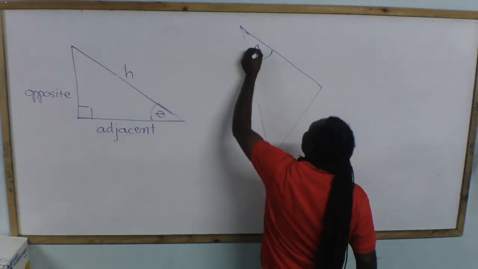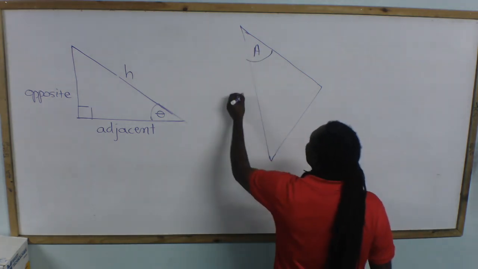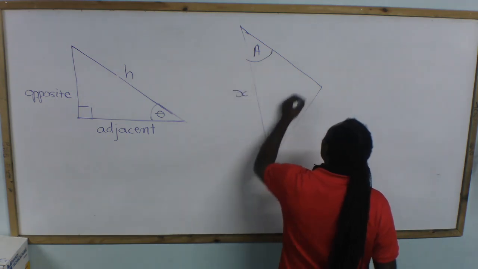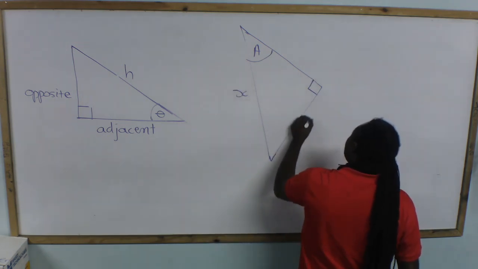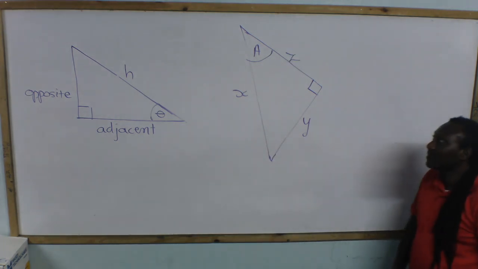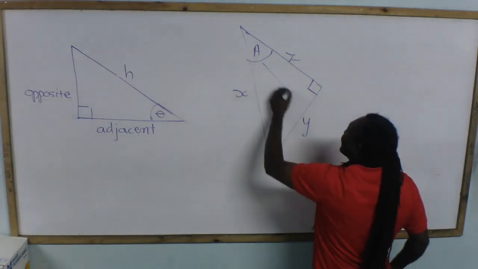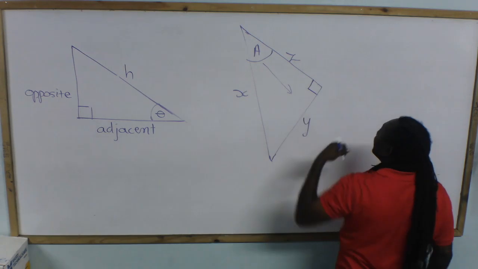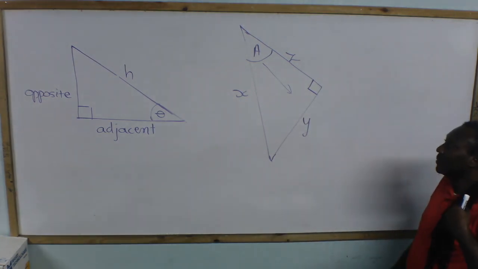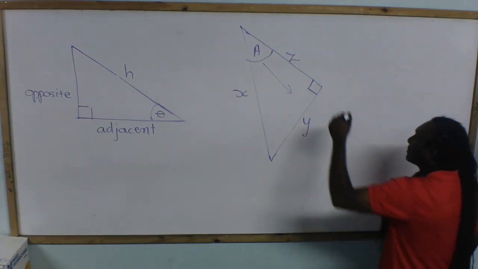So I'm going to put another angle inside here. Maybe I'm going to call this angle capital A. I'm going to put X, Y, and your favorite Z. To A, which side is opposite? Y? Right, that's AC. So in this case, we are saying Y is opposite to the angle A.